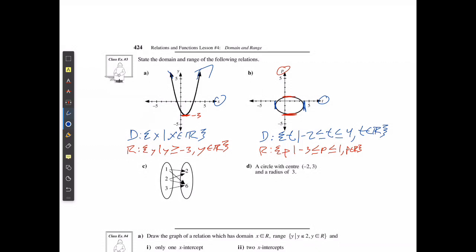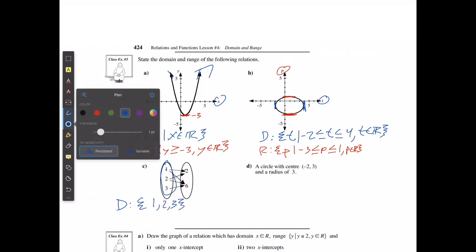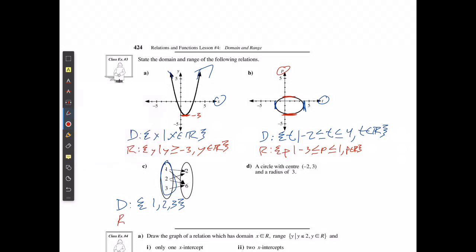When I get to my mapping or arrow diagrams, it makes it really easy because they already have it arranged in numerical order for us, and they already get rid of any repeats. Even though it has 1 and 2 and 1 and 6, I can just list them out. The domain is going to be represented by 1, 2, and 3. And the range is going to be represented by 2 and 6.